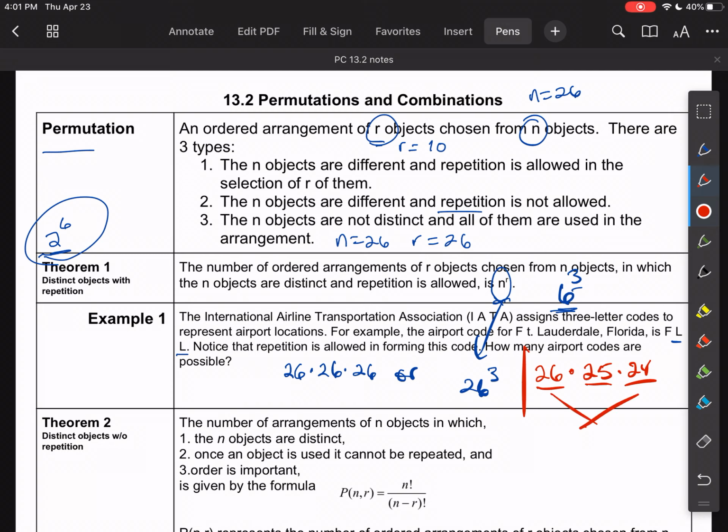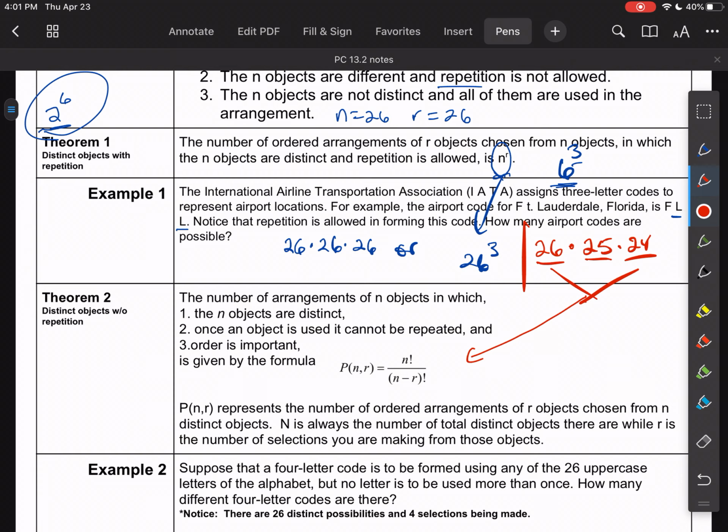For the next theorem, it says if we have the number of arrangements of n objects in which the n objects are distinct, like letters of the alphabet, and once an object is used, it cannot be repeated, like we just talked about, and order is important, we have this formula where we have n factorial over n minus r. If we did this using this formula, we'd have 26 factorial over 26 minus 3, or 26 factorial over 23 factorial, since r was 3.